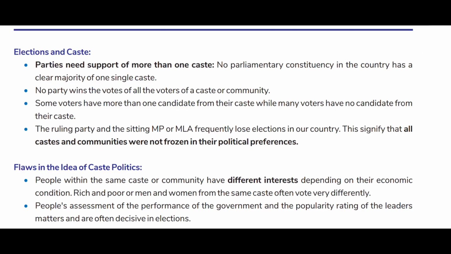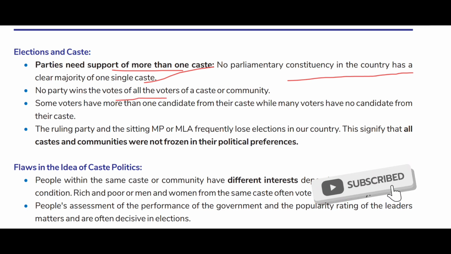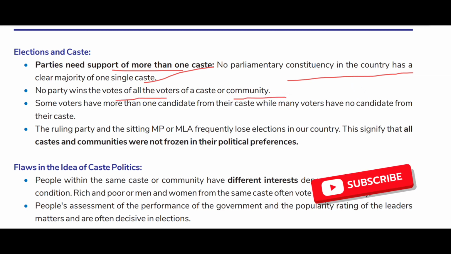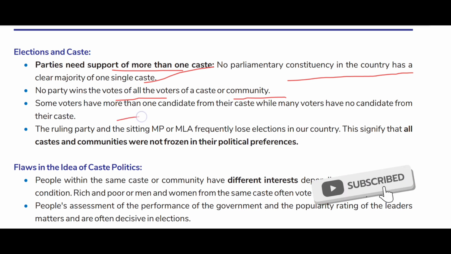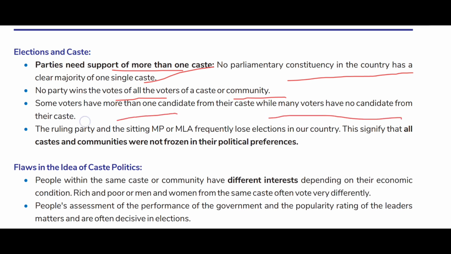Election and caste. Parties need the support of more than one caste. No parliamentary constituency in the country has a clear majority of one single caste. No party wins the vote of all the voters of a caste or community. Some voters have more than one candidate from their caste, while many other voters have no candidate from their caste. The ruling party and the sitting MP or MLA frequently lose elections in our country. This signifies that all castes and communities were not frozen in their political preferences.